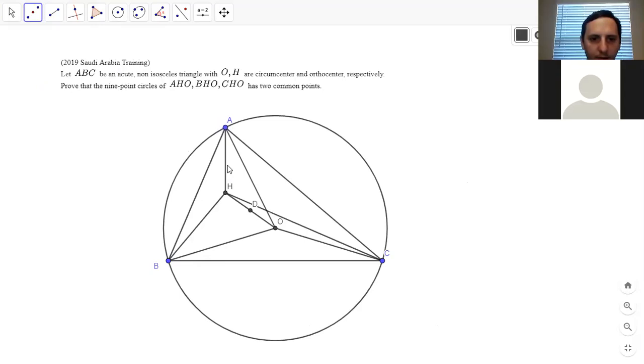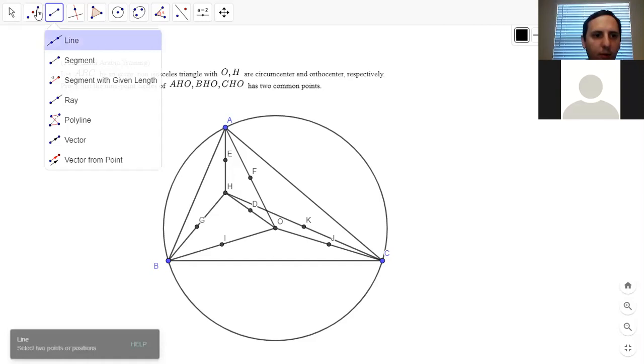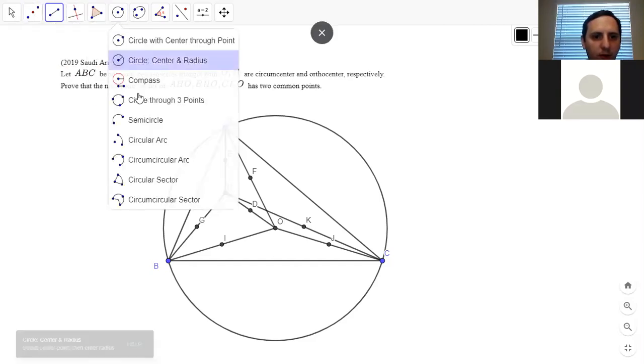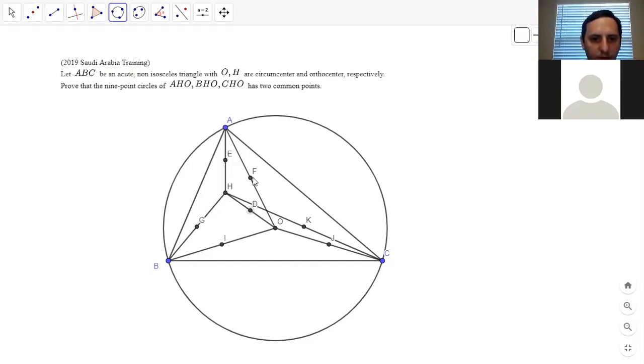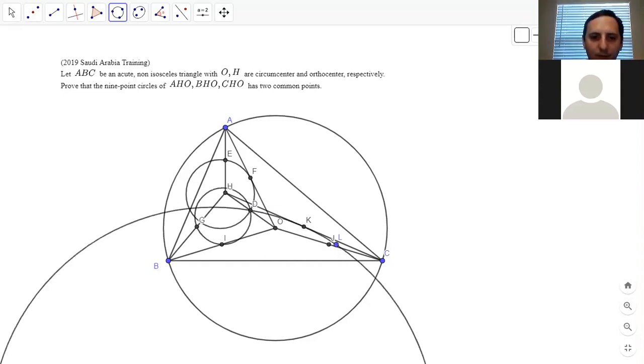So I'm going to do a lot of different midpoints here. And so the circumcircle EGK is the 9-point circle of ABC, but we want to show that this circle DEF, DGI, and BKI are coaxial.